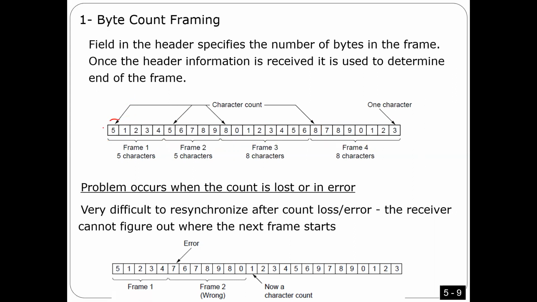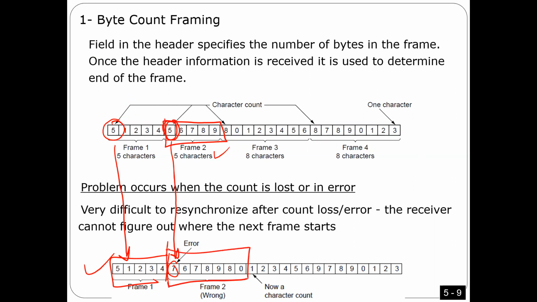So this one was okay. This one was 5, and I received it as 5, so I'm going to cut it as 5. This one is okay. This one was 5, and because of the error, this number became 7. So instead of taking a frame of 5 bytes, which is the correct case, I'm going to take 8 bytes as 1 frame. Is that okay? And once one error happened, I cannot correct it. So this error is going to continue. So still this is not a good way.